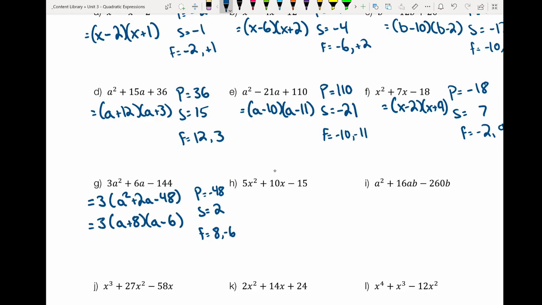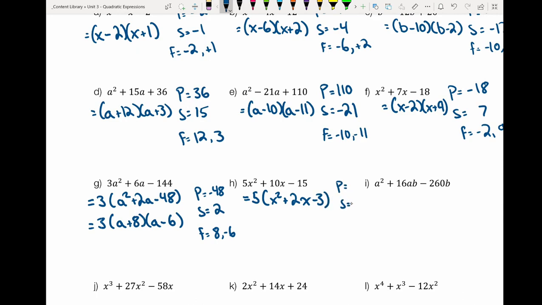H, again, we run into the same issue. We have a number in front, or a coefficient in front of the variable squared, the very first term. So I need to see if I can common factor. In this case, I can common factor a 5 out, and I'm left with x squared plus 2x minus 3, because when I take that factor of 5 out, the 10x becomes 2x.